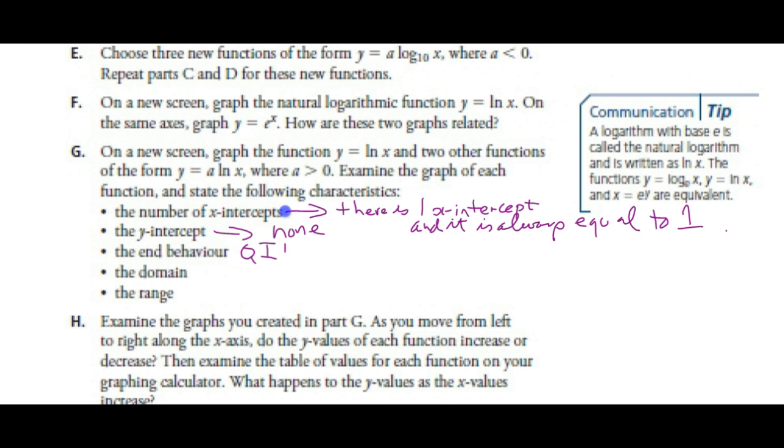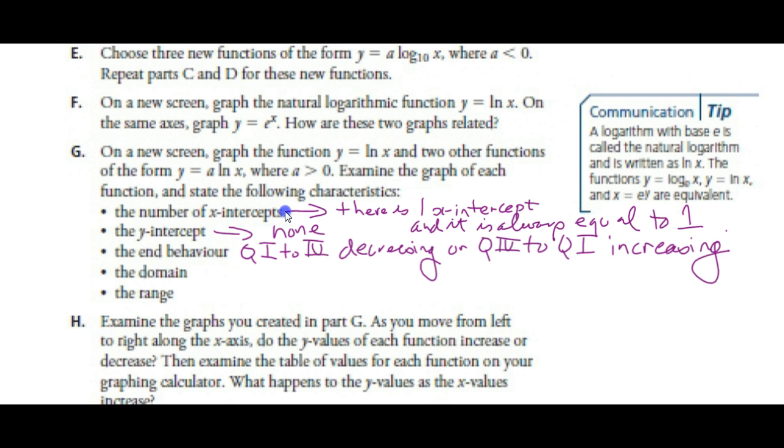End behavior. It's either Q1 to Q4, decreasing, or Q4 to Q1, increasing. If you're not sure which is which, just graph it, right? So if I ask you what is the characteristic of y equals 2 log base 10 of x, just say there's 1 x-intercept which is equal to 1. There is no y-intercept. It goes from, okay, let me graph this. Oh, it turns out Q4 to Q1 increasing.